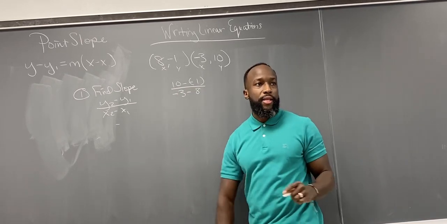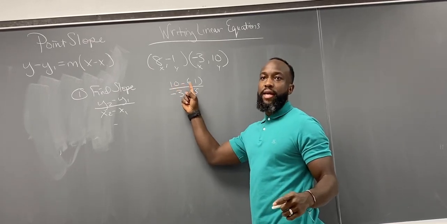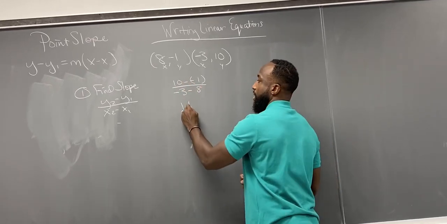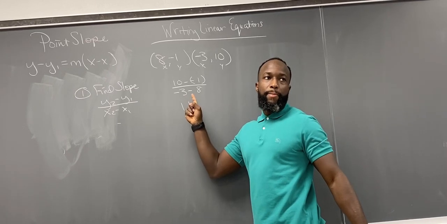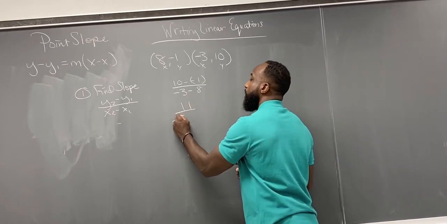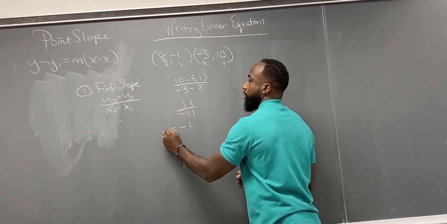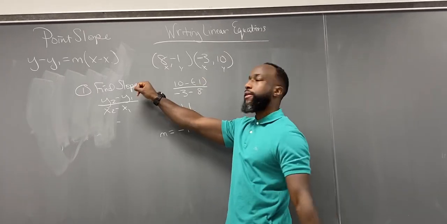How many students had that? Cool. So 10 minus negative 1 is 10 plus 1, which is 11. -3 minus 8, same sign, add and keep the sign, is -11. So -1 is the slope. M is the slope, so we found the slope.